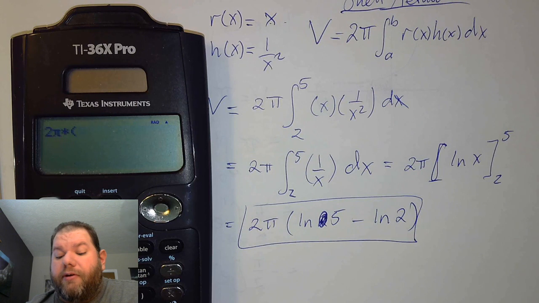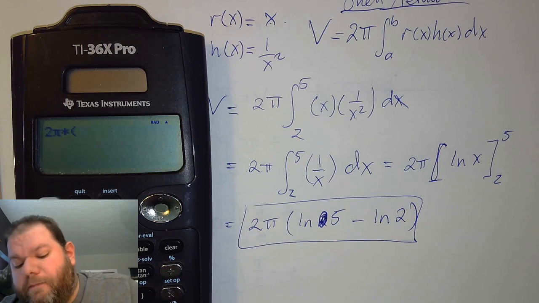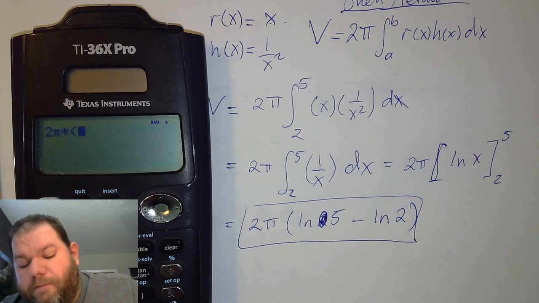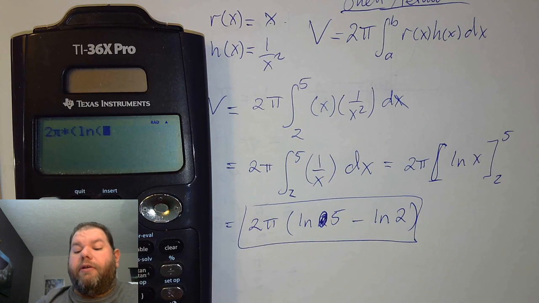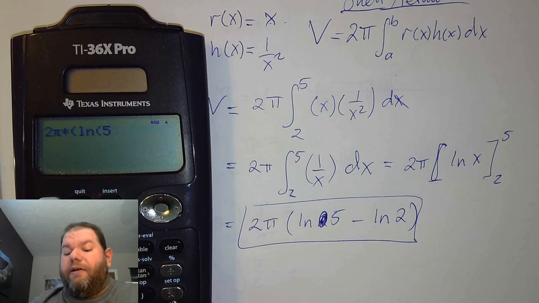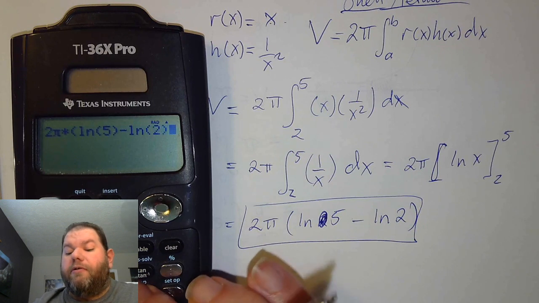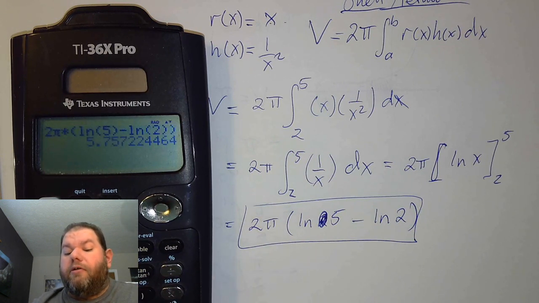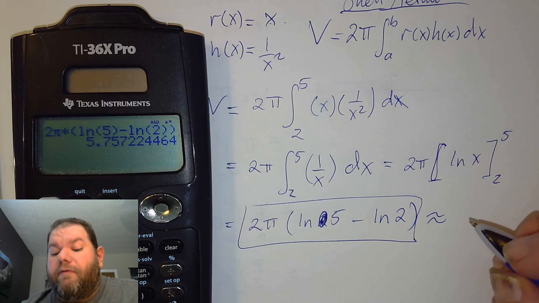Where's my natural log button? Oh, it's the one that says ln and log. Okay, natural log of 5 minus natural log of 2. And so it gives us an approximate value of 5.757.